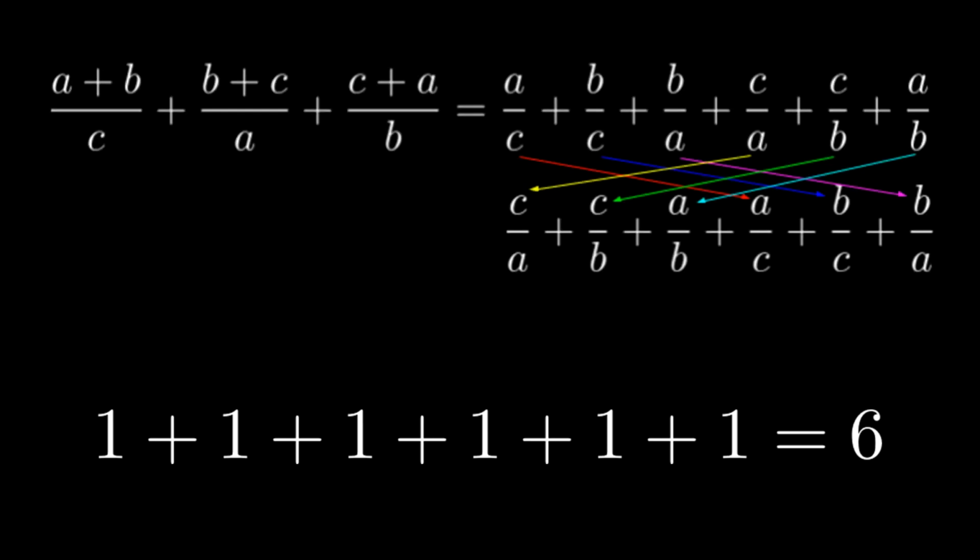Now this is where the Cauchy-Schwarz should pop into mind. We get that the left side is greater than 6 squared.